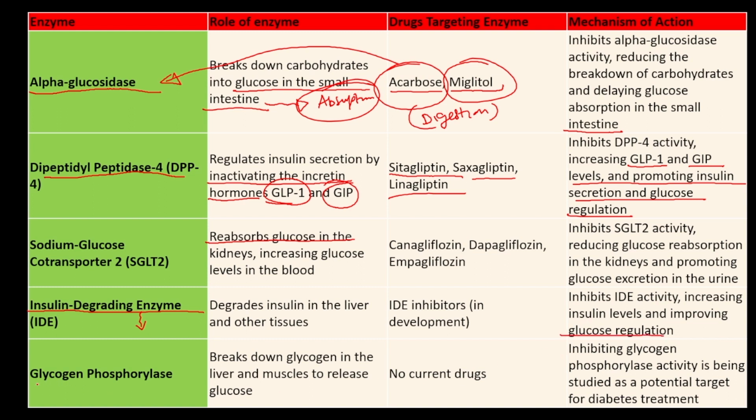Then we have glycogen phosphorylase. Glycogen phosphorylase breaks down the glycogen in the liver and muscles to release glucose. So if you inhibit this, it is going to reverse things. It will allow more glucose to stay in the form of glycogen rather than in the form of glucose, and as a result it will reduce the level of blood glucose.